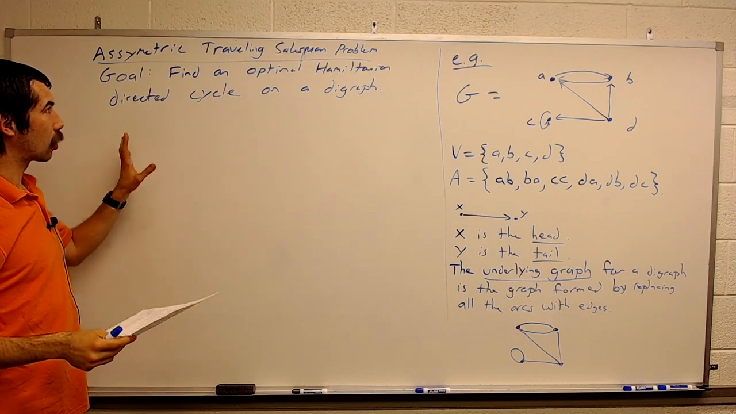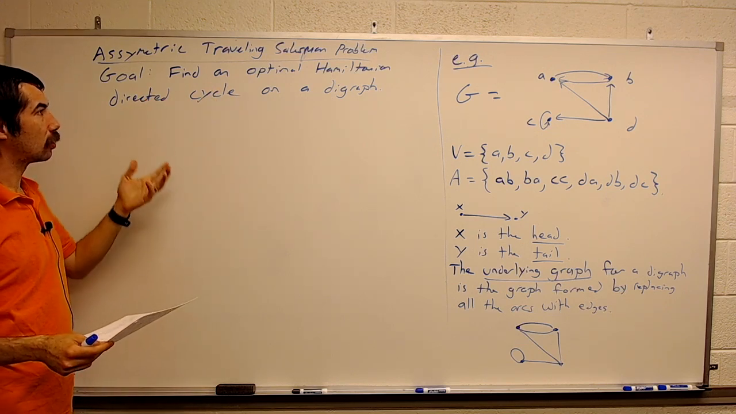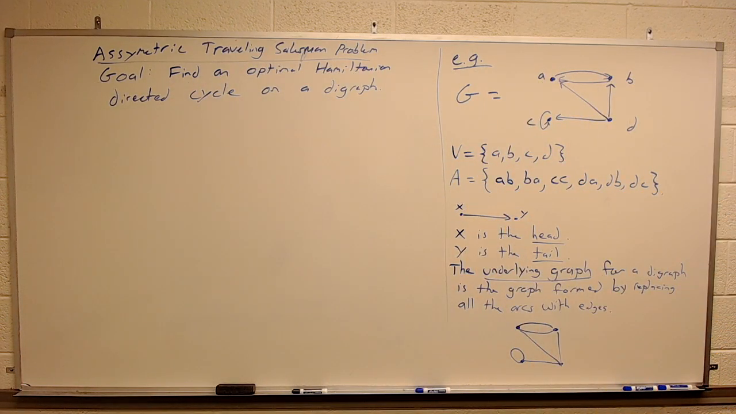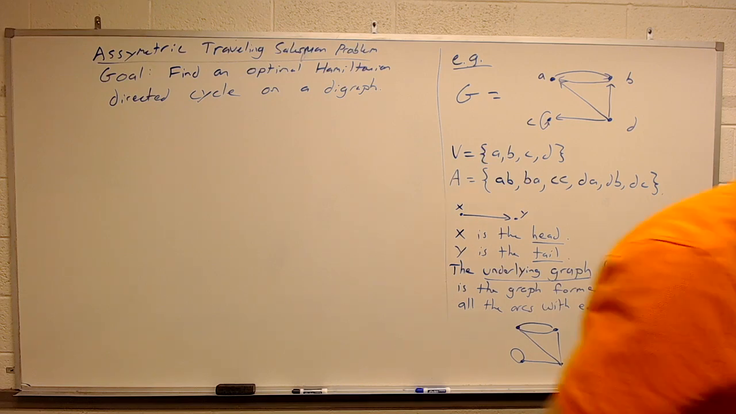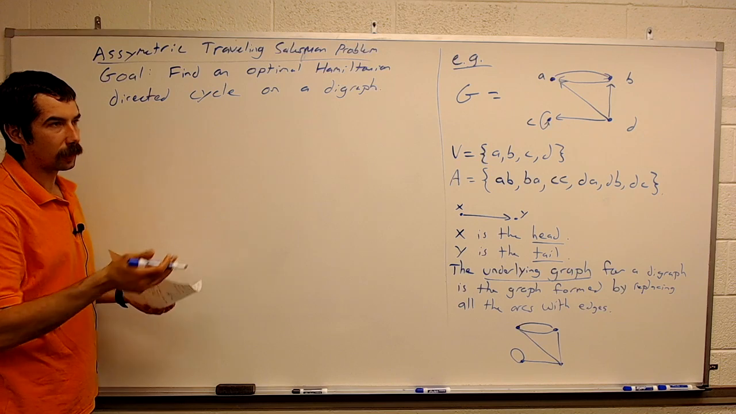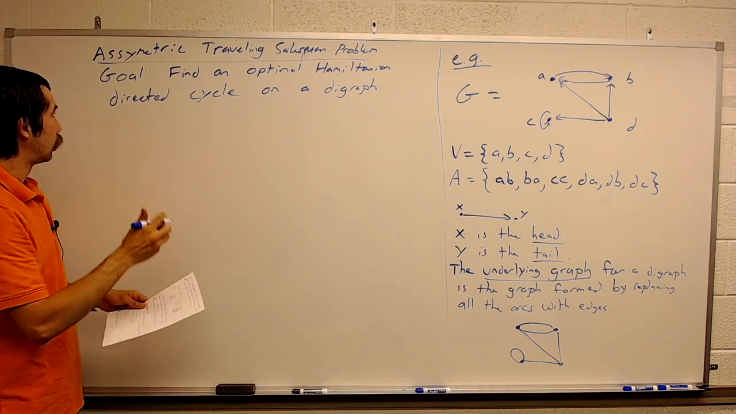All right, so that's our goal, is to find an optimal, so the shortest length, Hamiltonian cycle on a directed graph. But in order to do that, to try to answer this question, we do need a little bit of notation.